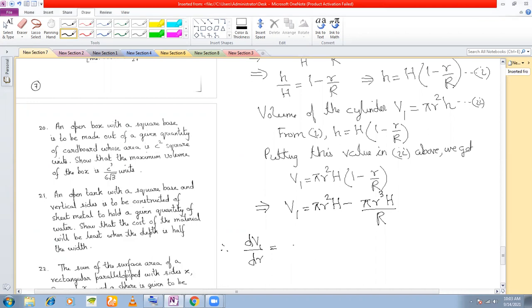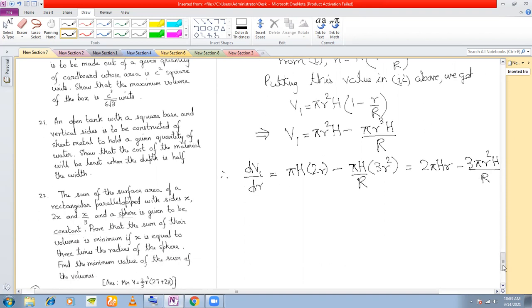dV1/dr is, r is a variable, so πh into 2r minus πh/R into differentiation of r³ is 3r². So what you get here is 2πhr minus 3πr²h divided by R. This is what you get as dV1/dr.